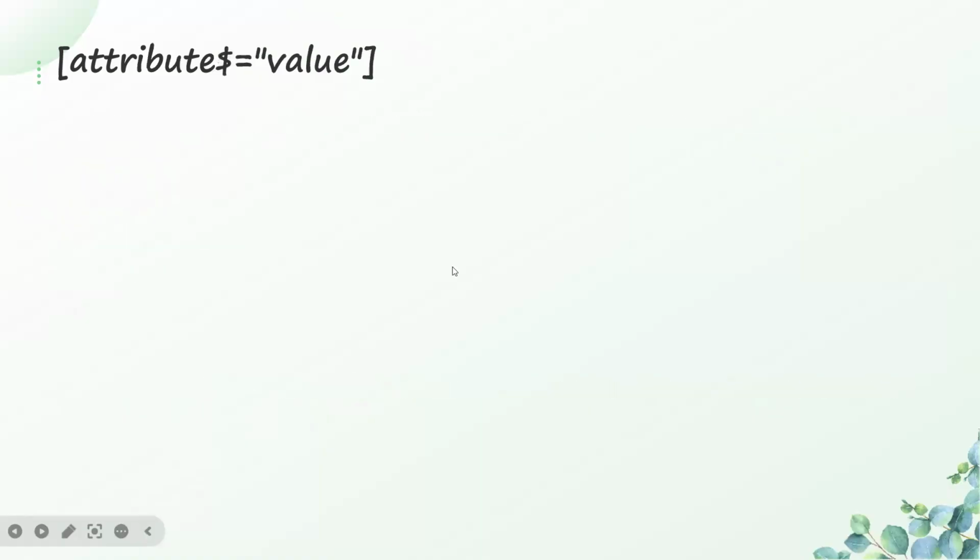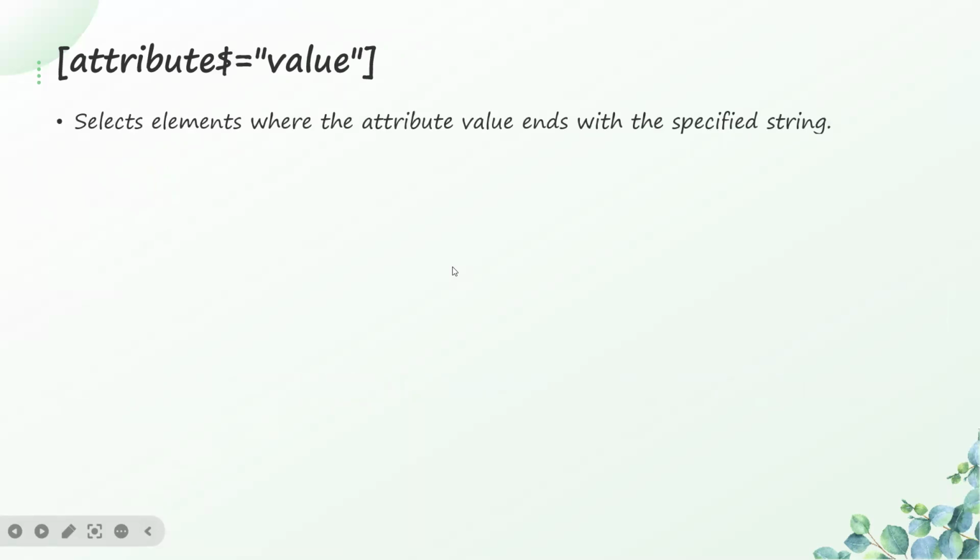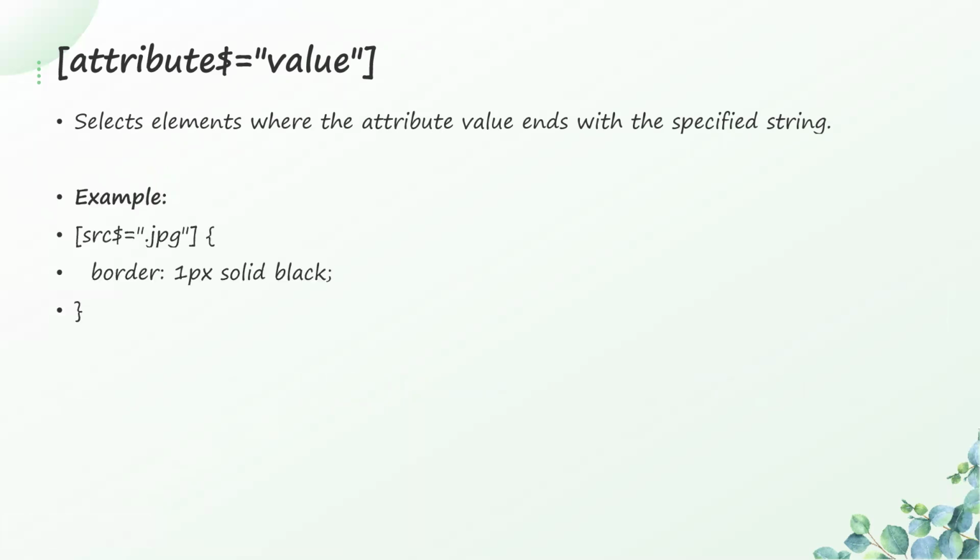This dollar symbol selects elements where the attribute value ends with. This time around, I'm not going to do this one for you. I want you to play around with this one. The attribute value ends with. So this is an example.